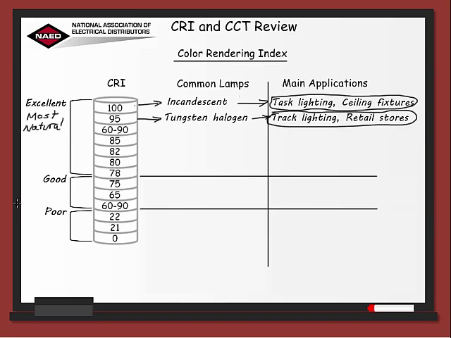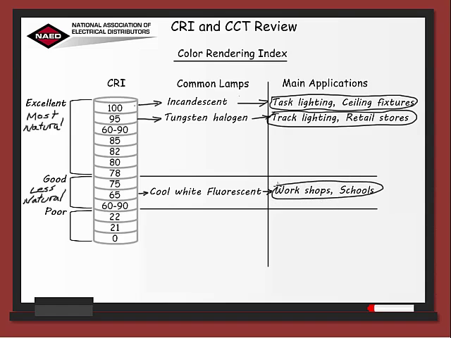And from this point on, other lamps tend to favor certain wavelengths, thus giving them a lower score on the CRI, such as the second category labeled good right here, because these lamps are a little less natural to our eyes. An example would be a cool white fluorescent with a rating of 65. These are typically used to light up workshops and are also used in schools.